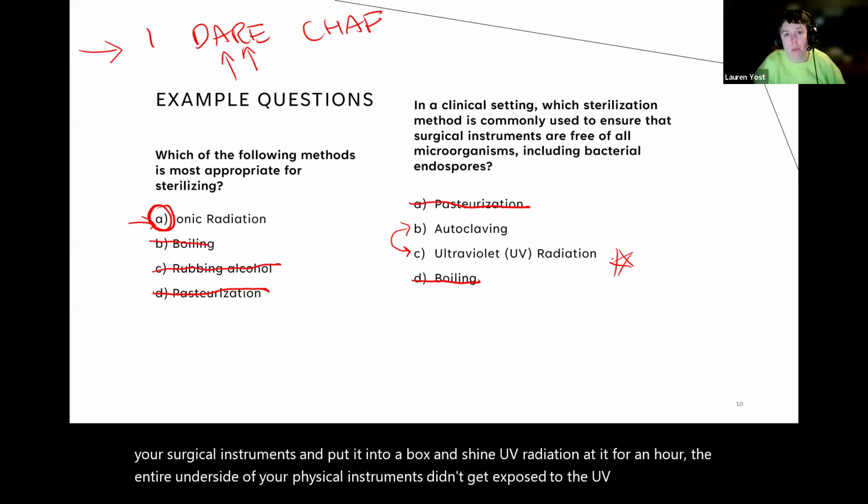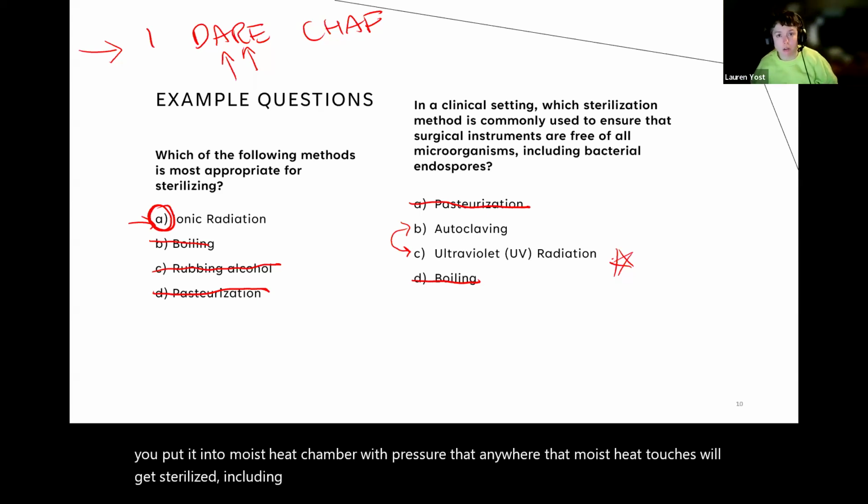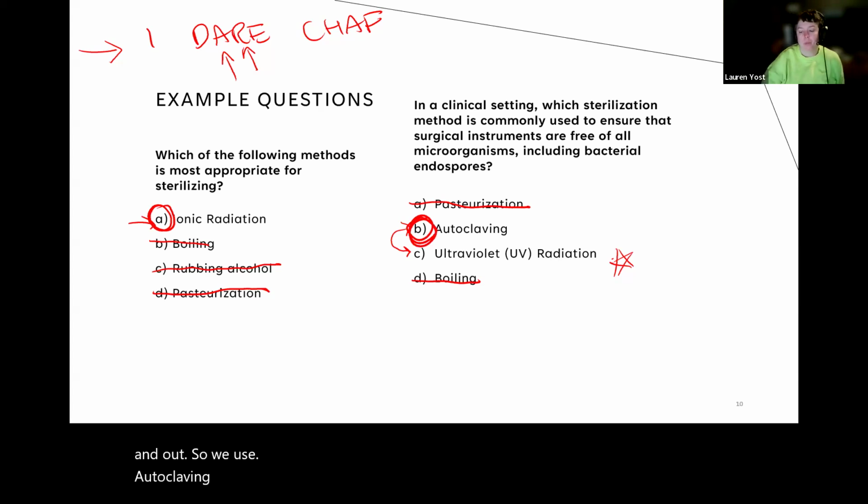But if you put it into a moist heat chamber with pressure, anywhere that moist heat touches will get sterilized, including anything underneath it. All of that should be perfectly sterilized inside and out. So we use autoclaving for that.